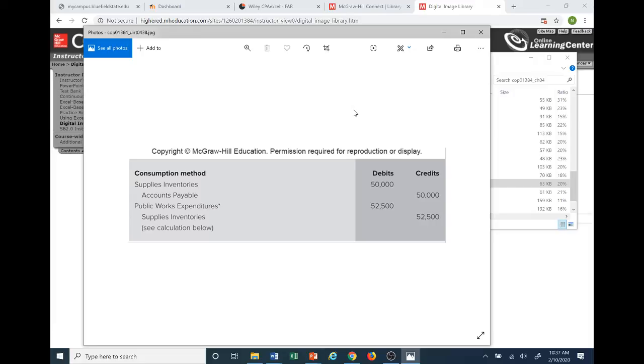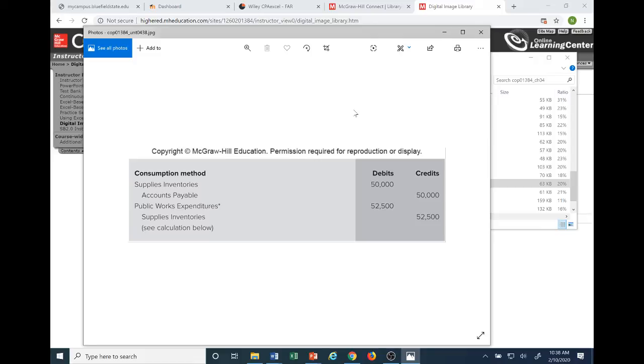Okay, so next I want to get into recognition of inventories in governmental funds. So we know when we're actually buying inventories, right? When we purchase supplies or inventories, there's two different ways that we can account for them, okay? We have the consumption method and the purchases method, okay? The consumption method is going to be the most popular method of the two, okay?